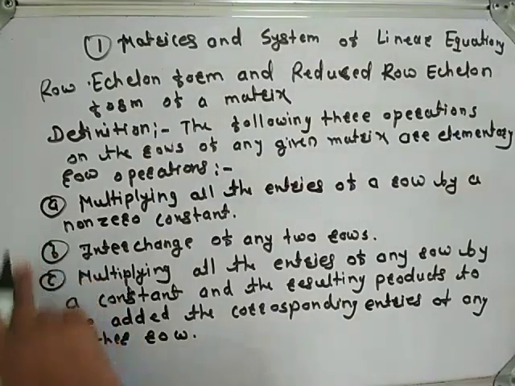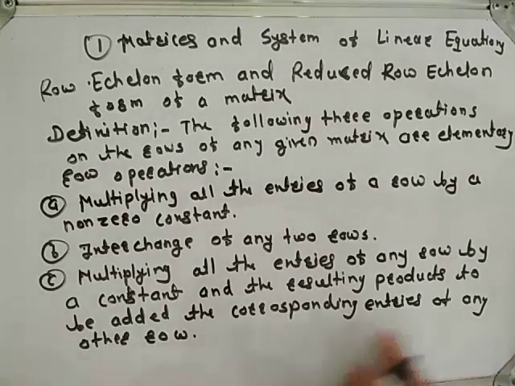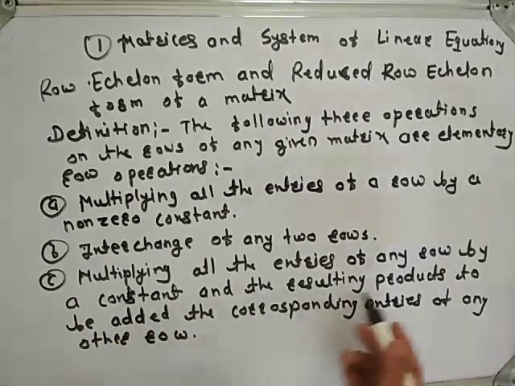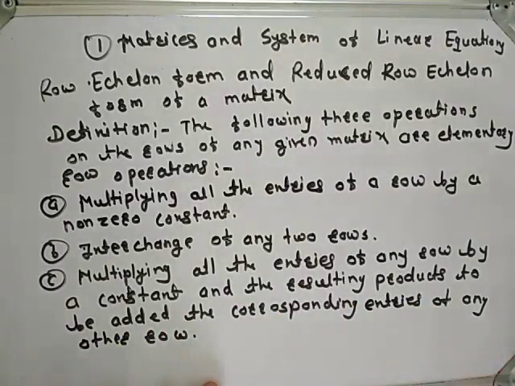These are the three elementary row operations. First is multiplying all the entries of a row by a non-zero constant. Second is interchange of any two rows. Third is multiplying all the entries of any row by a constant and the resulting products are added to the corresponding entries of any other row.